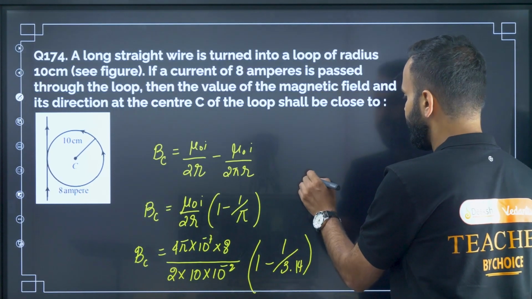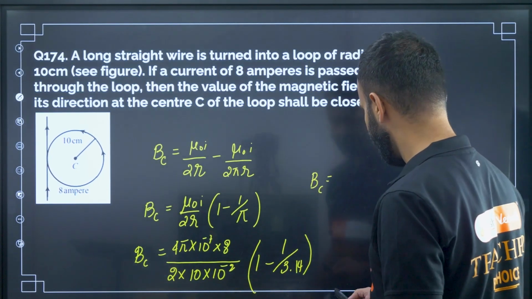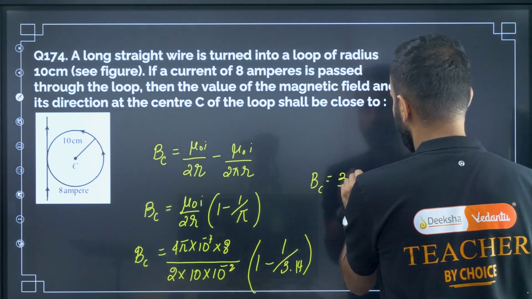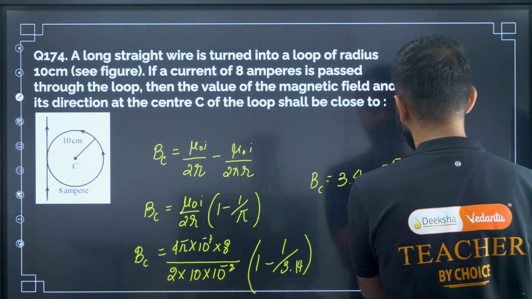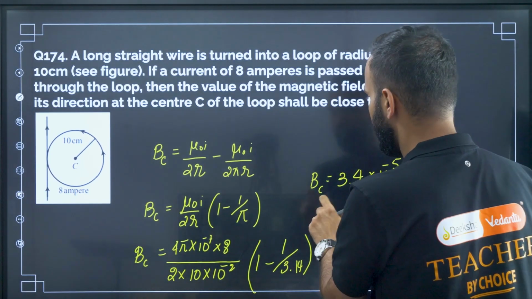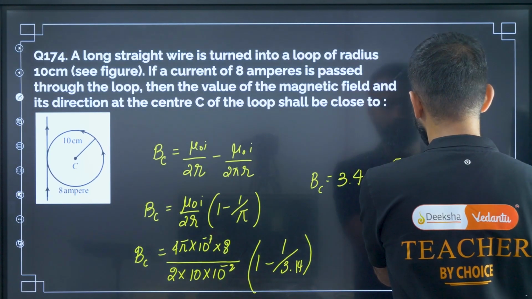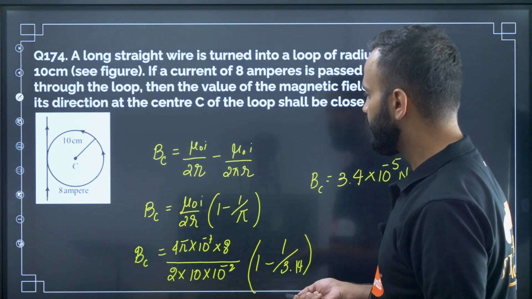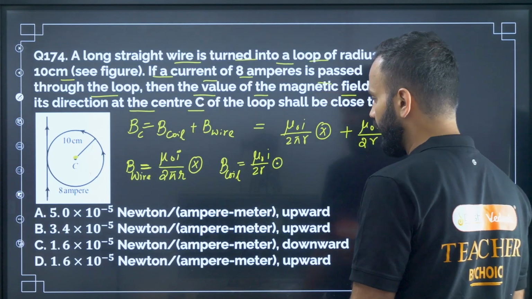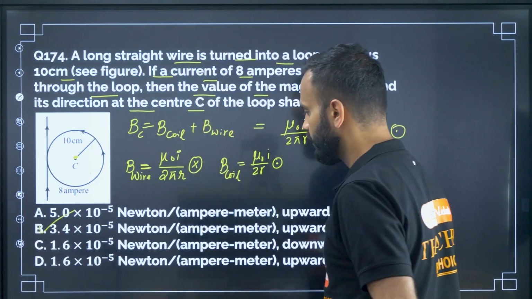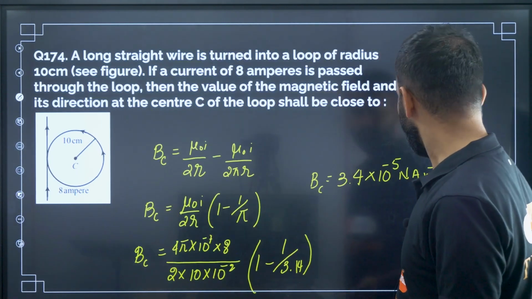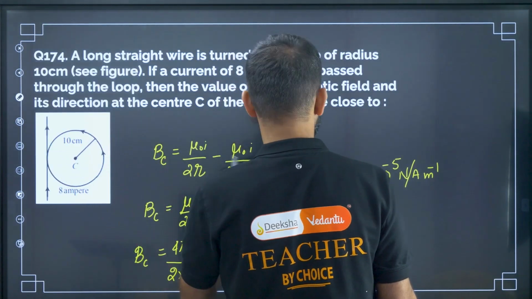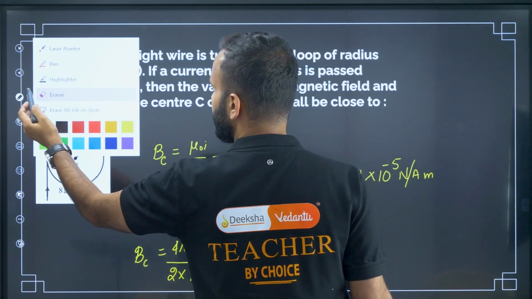Now solve this. You will get BC is equal to 3.4 into 10 to the power minus 5 Newton per ampere meter. This is the value of magnetic field at C, right? So the correct option is B. Sorry, this is Newton per ampere meter, not Newton ampere per meter.